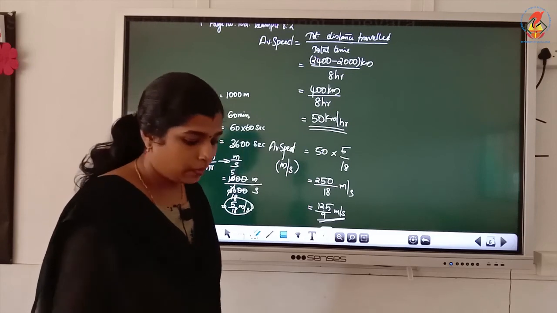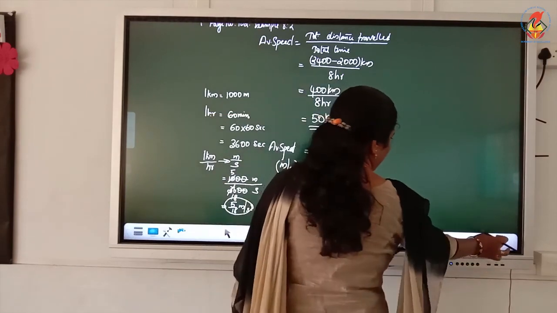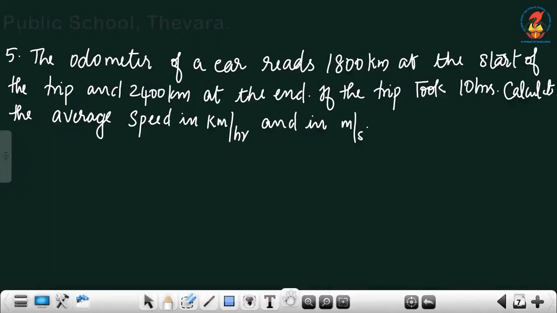Okay. Then one more question is there. In the same way, the odometer of a car reads 1800 kilometers at the start of a trip and 2400 kilometers at the end. If the trip took 10 hours, calculate the speed in kilometer per hour and in meter per second. Now you can do it.